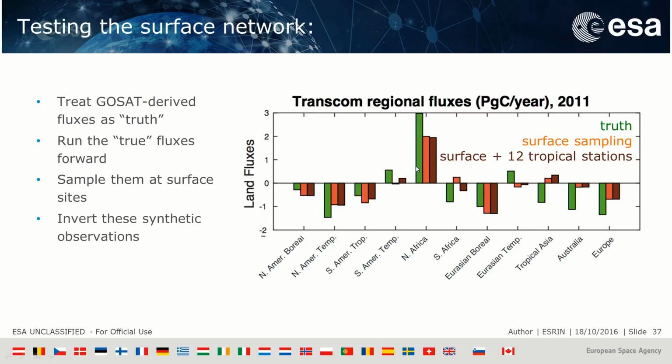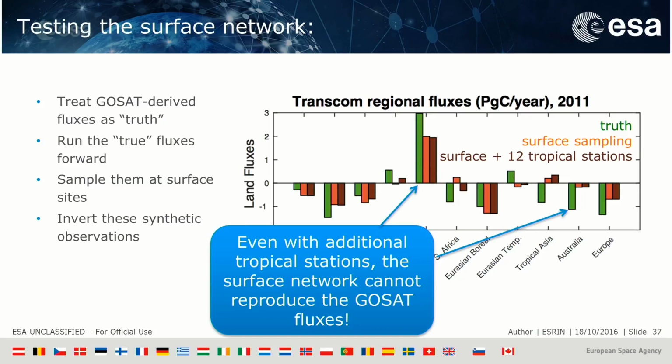And so in this plot here, you see for the different regions, our truth is in green, and our surface sampling and our surface plus 12 tropical stations are in orange and brown, respectively. Adding 12 tropical stations did almost nothing. It changed a little bit in South Africa and South American temperate, but it did almost nothing, which is kind of surprising. But more importantly, even with adding more stations, the surface network cannot reproduce the GOSAT fluxes. So GOSAT's saying there's huge North African fluxes, the surface station can't see them. There's also a bigger sink in Australia and Europe, the surface station can't see them. So this could be something that can't be monitored from the ground with the current station network.